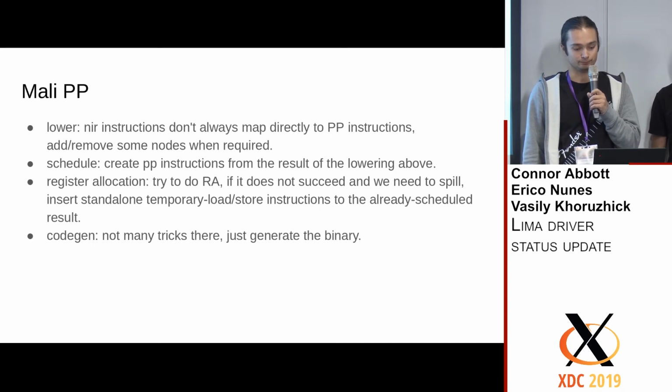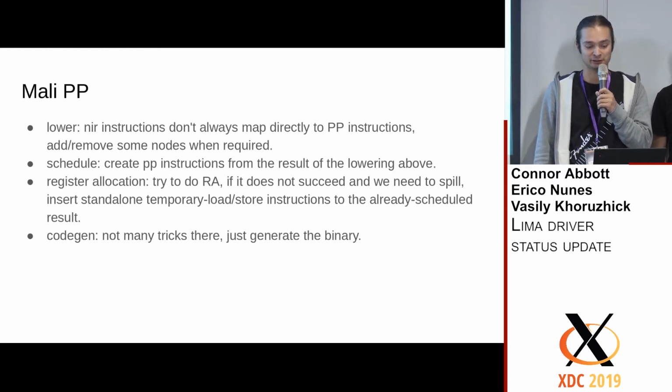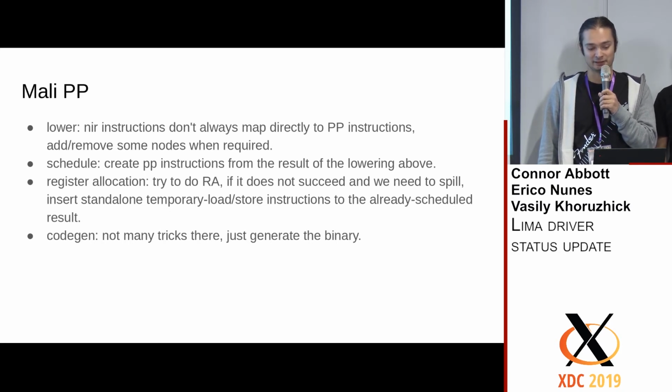Yeah, so basically after we converted all the NIR ops into PPIR ops, we try to bundle them into a single instruction, and unfortunately our compiler is not that smart. It's not aware of register pressure, and in some cases it may run out of the physical registers. Yeah, we'll have to fix it eventually. For register allocation, we currently use the one from Mesa, and if it fails, we try to spill.